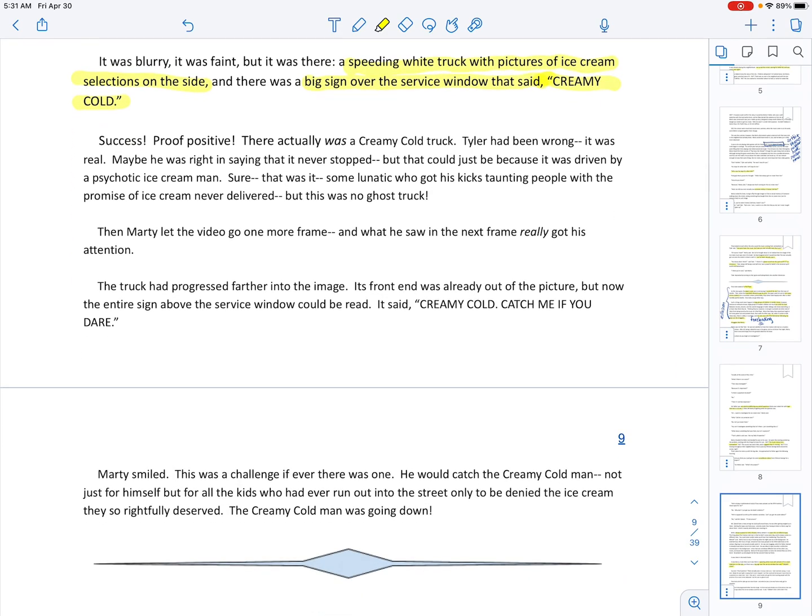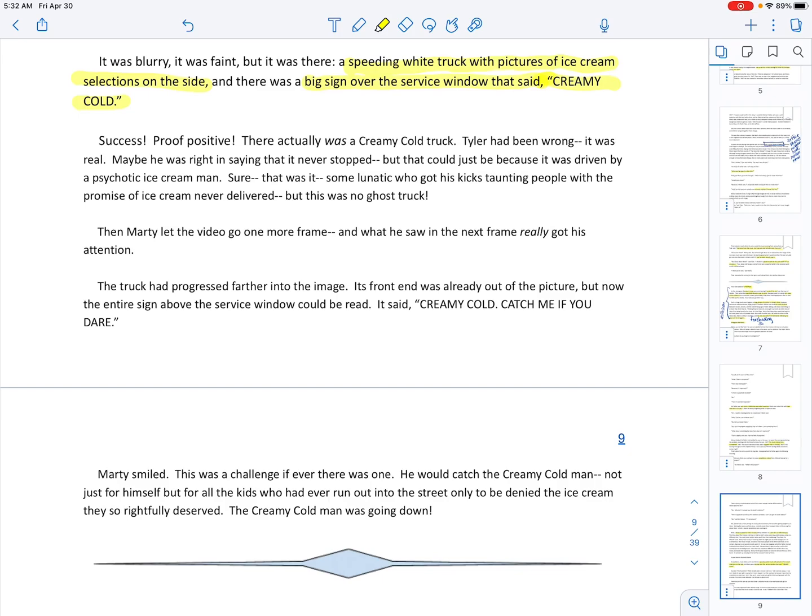Success. Proof positive. There actually was a creamy cold truck. Tyler had been wrong. It was real. Maybe he was right in saying that it never stopped, but that could just be because it was driven by a psychotic ice cream man. Sure, that was it. Some lunatic who got his kicks out of taunting people with the promise of ice cream never delivered, but this was no ghost truck.